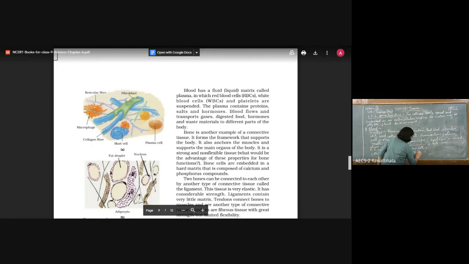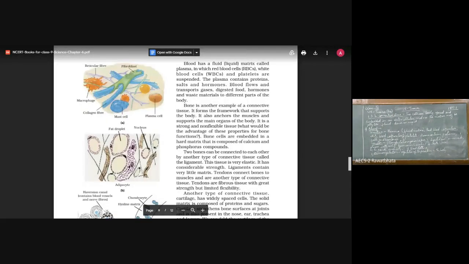Regulation of temperature, body. So what we just wrote is the exact question for 3 marks. And after this, let's understand the diagram, the diagram of the blood cells.